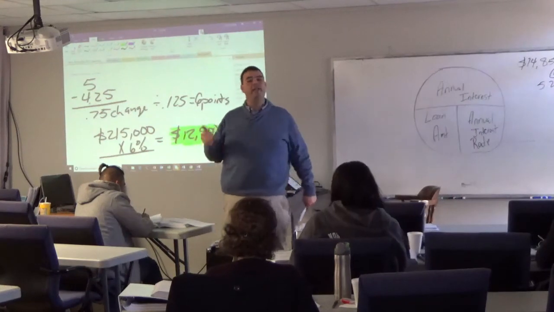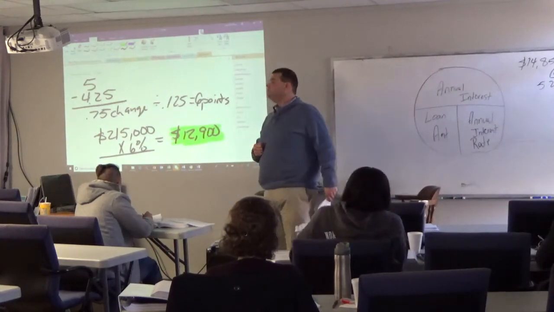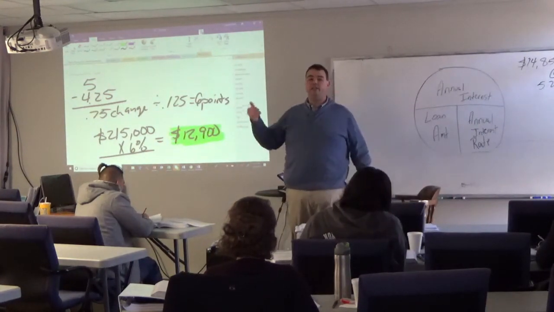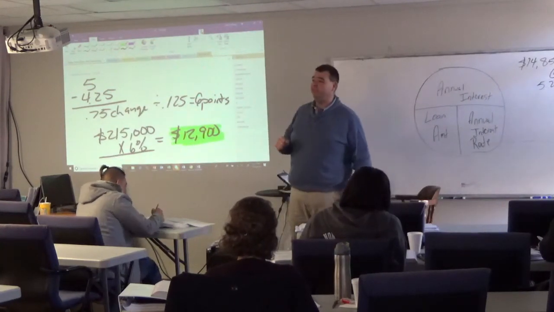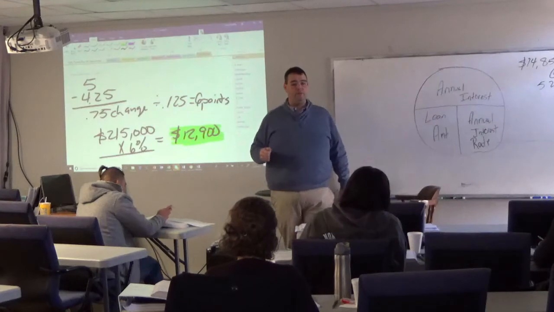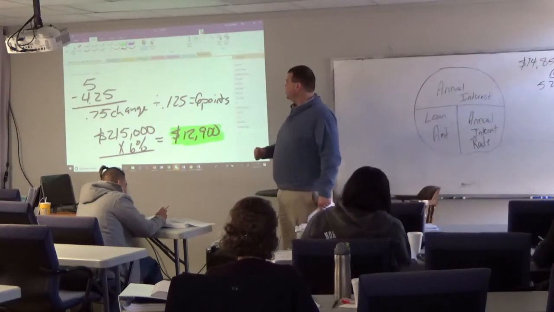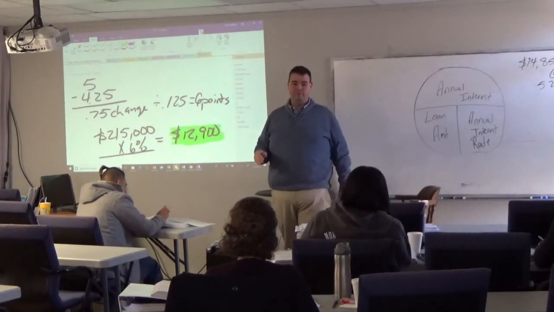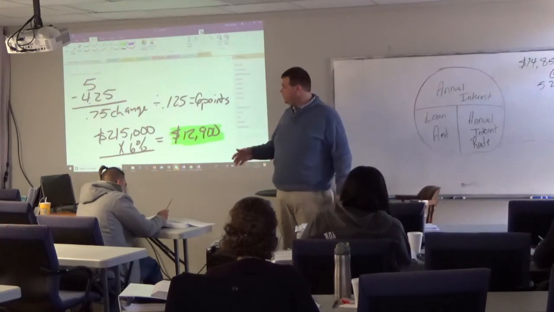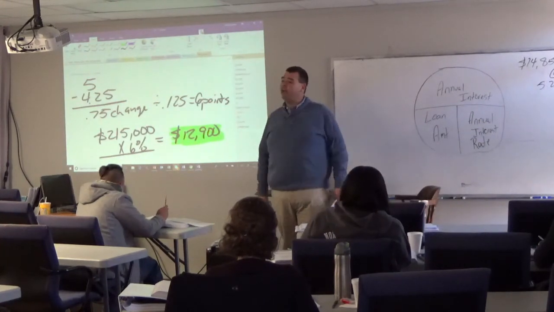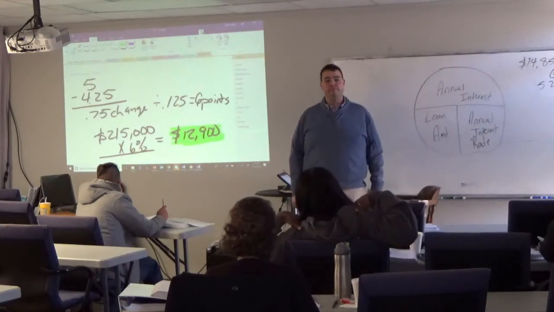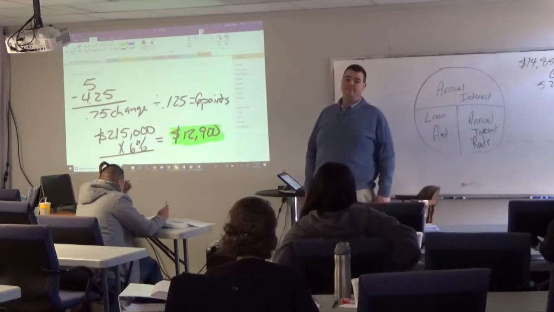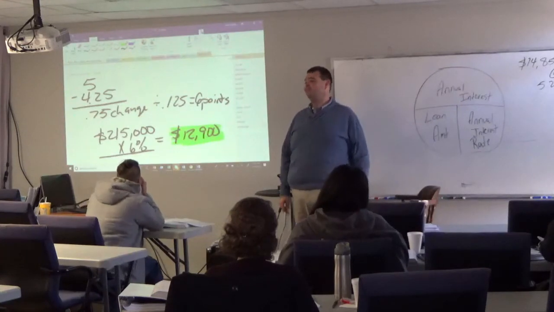And each point is gonna cost me what? 1% of the loan amount. So I took my loan amount of $215,000 and multiplied times 6%. So to buy that rate down by 0.75%, I need to pay $12,900. Is that a big charge at closing? Yes.